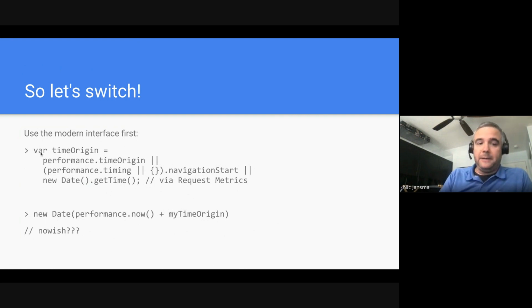If you want to get your timeOrigin for your analytics script, you would first look at performance.timeOrigin. If not, you look at timing.navigationStart, and if not, just fall back to Date.getTime, which does not have the same benefits of the other two interfaces. And then you can do new Date plus, getting those two, your current timestamp and then your timeOrigin, or I guess that should be my timeOrigin, to get now, theoretically.